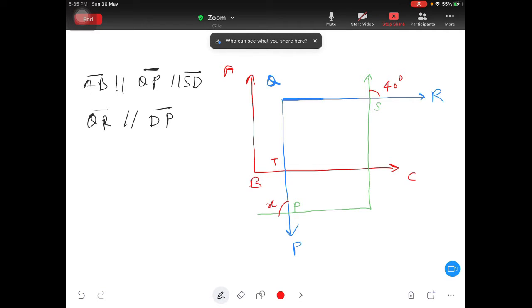So AB, where is your AB? Your AB is here. This is parallel to QP, this is parallel to QP, that is parallel to SD. So this is our S value, and here I left D, this is our D value. So this is parallel to this. So now we have to find out, and also given as QR is parallel to DP.